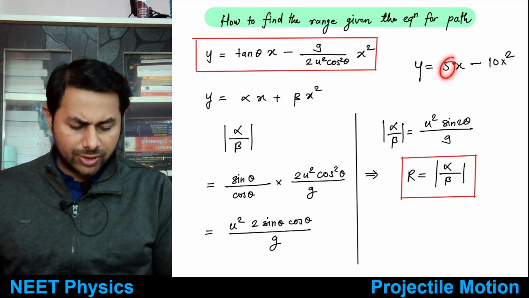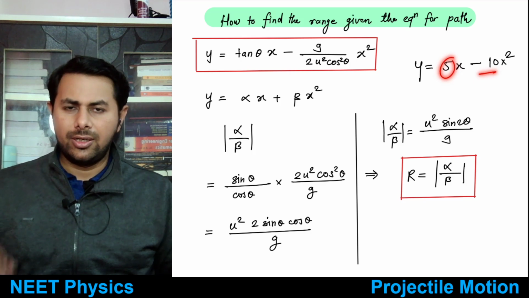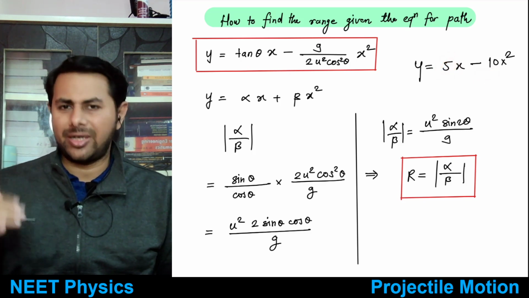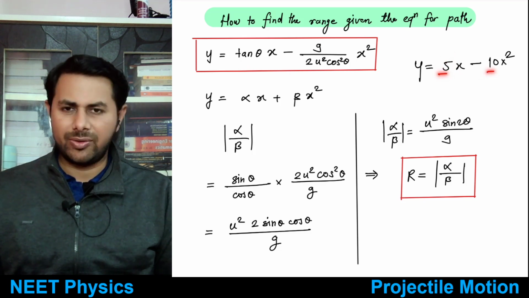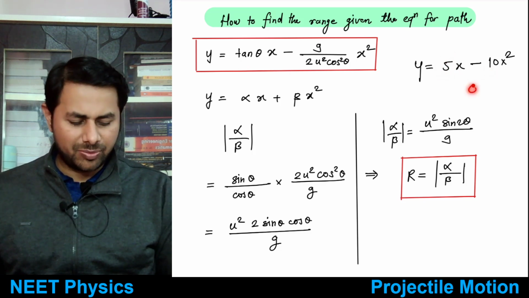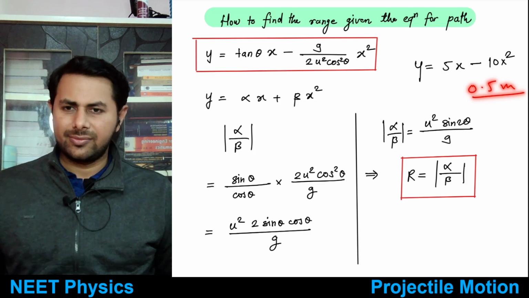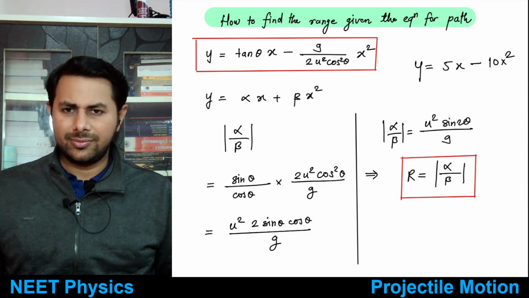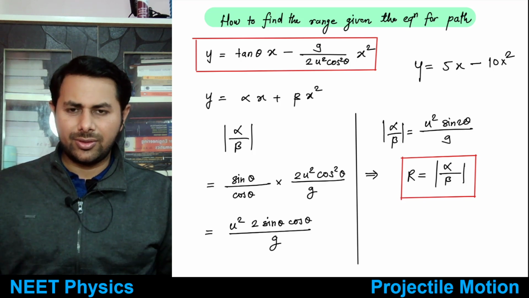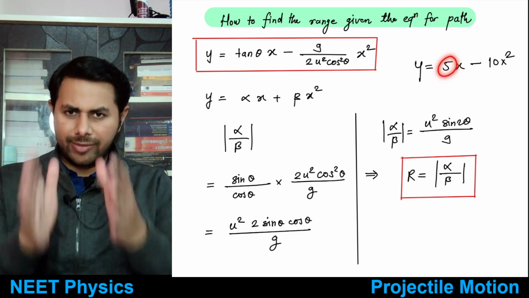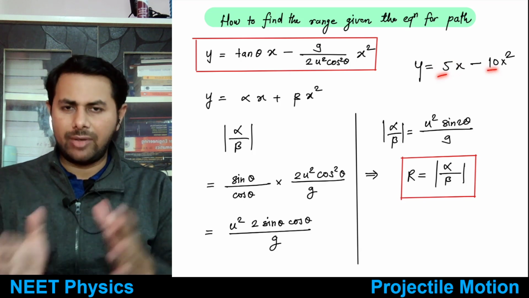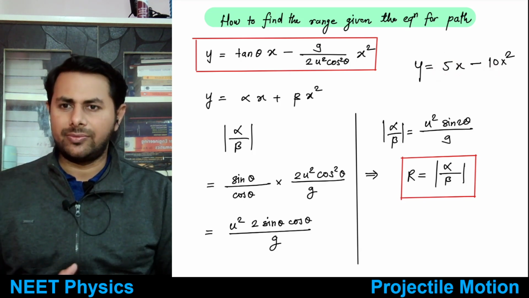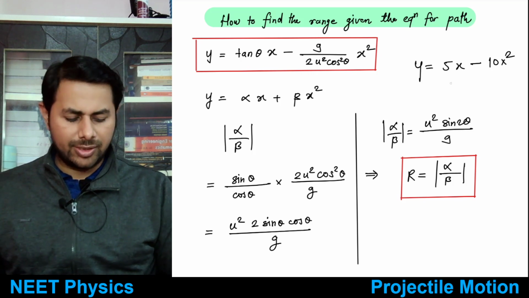Okay, so this is your alpha and this is your beta. The trick to find the range is just to do alpha divided by beta. That is, here it will be 5 divided by 10, that means 0.5 meters. Okay, this thing is clear? Yes, no? So the horizontal range will be just equal to the magnitude of alpha by beta, 5 by 10, that is 0.5, if this kind of equation is given.